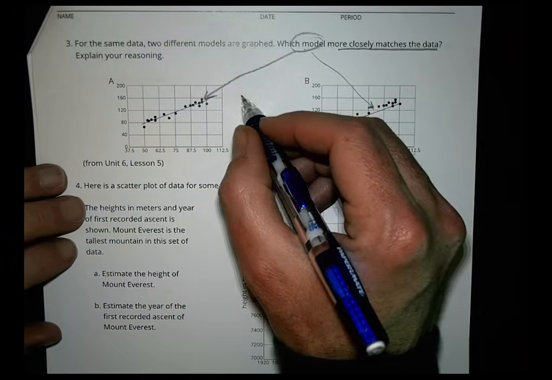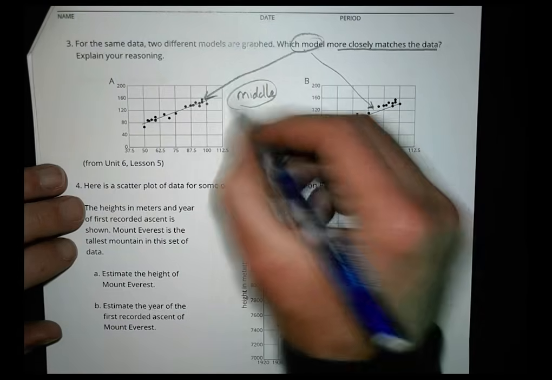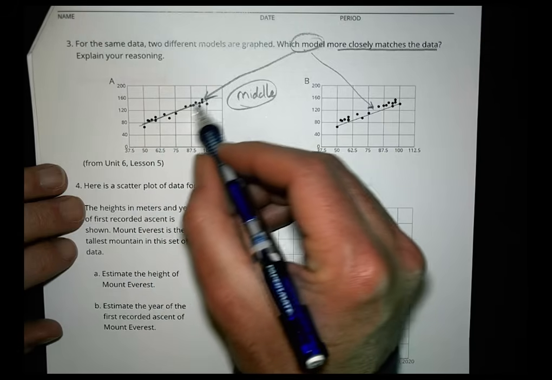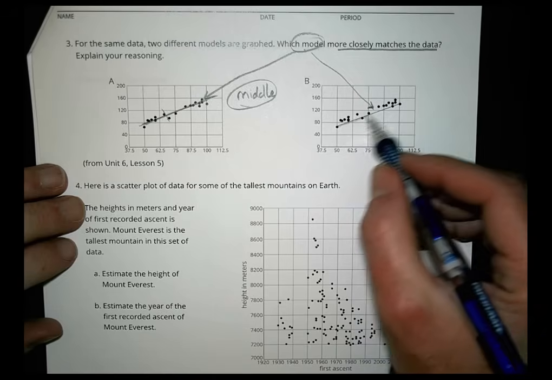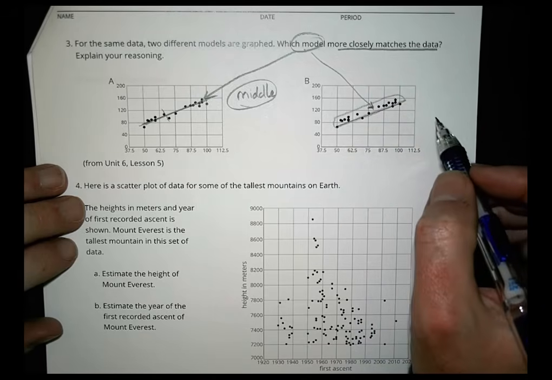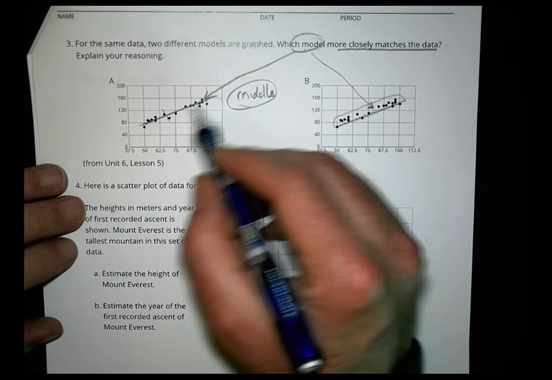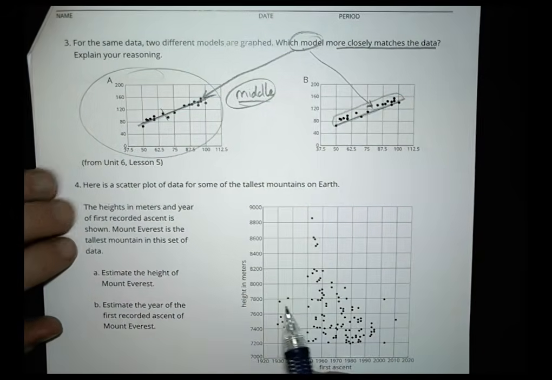In order to decide that, we need to see which one is more in the middle of all the points. When you look here, this seems to divide the points pretty evenly, some above, some below. On this one, you notice most of the points are above, with very few falling below. So the one that has the model most in the middle of all the data points is going to be choice A.